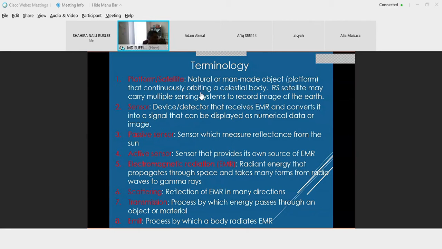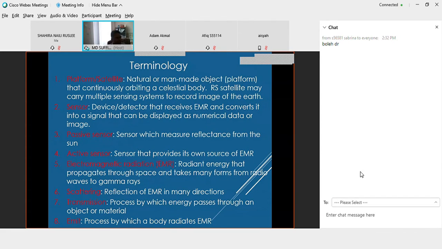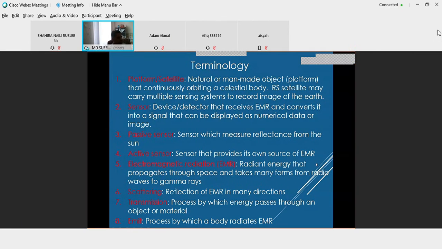Dan yang seterusnya adalah proses emission. Emission meaning that when the object absorb light and converted into energy. So we know the concept of black body. So it will emit radiation. So depending on the temperature of the object, each object will emit different wavelength of radiation. That's emission. So this one is a terminology yang you perlu faham.